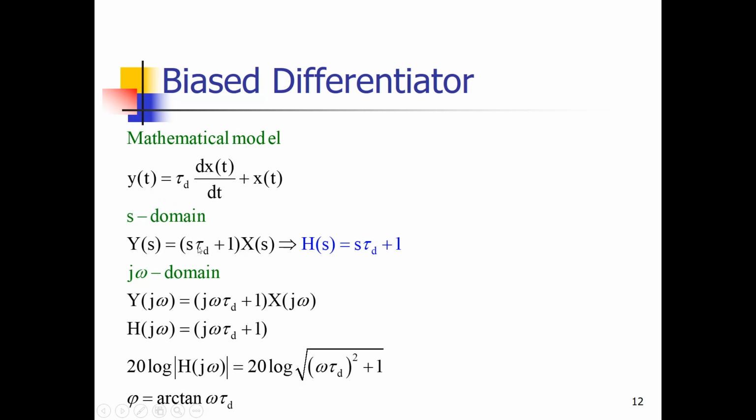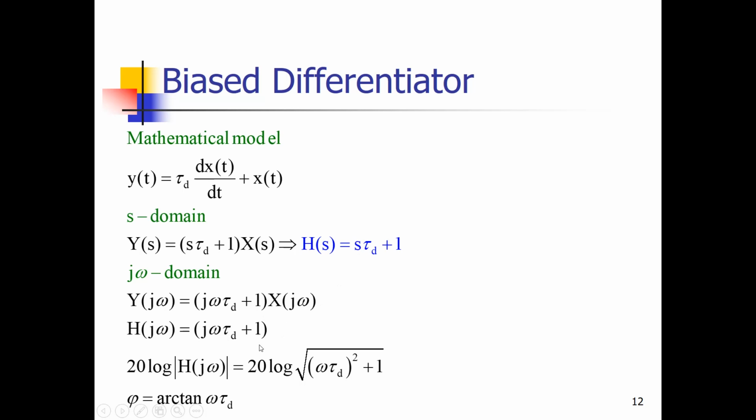And the transfer function can be calculated again by dividing Y over X, which we call H, the transfer function, which is equal to S tau d plus 1. Okay, directly going to the frequency domain can be done by replacing s by j omega, and then we get for the transfer function H equals j omega times tau d plus 1.